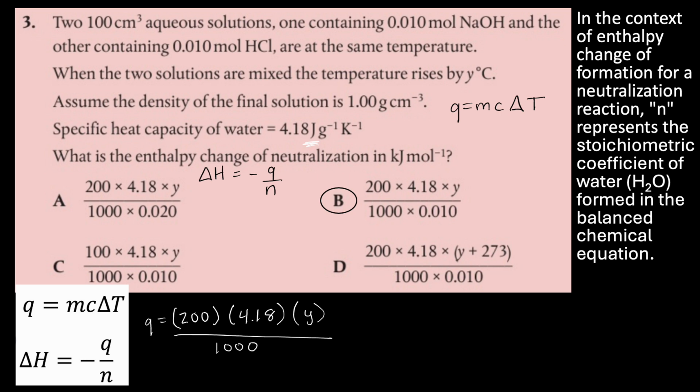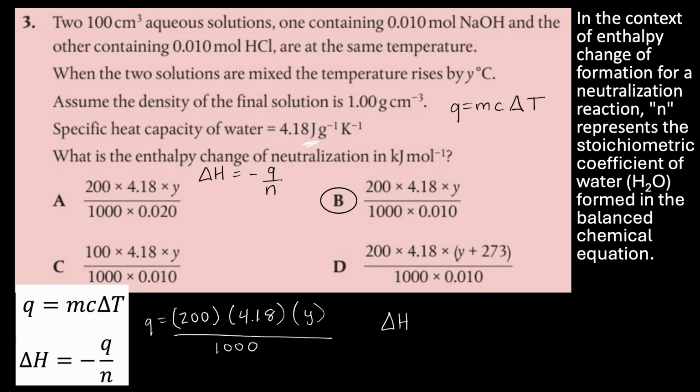And now we have Q. So to solve for delta H, we need to have our moles. And since we are talking about enthalpy change of neutralization, we need to look at what we have in this reaction. The reaction between NaOH and HCl is going to produce salt and water because it's a neutralization reaction.